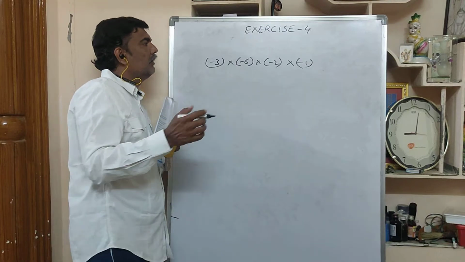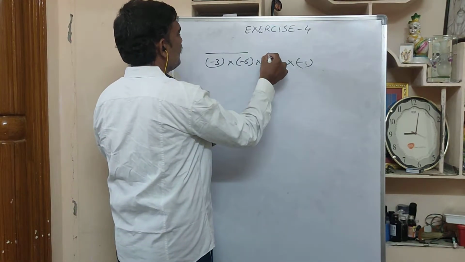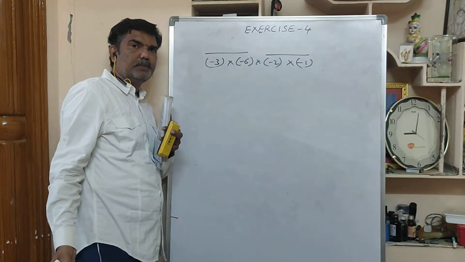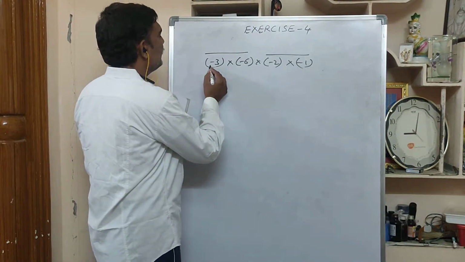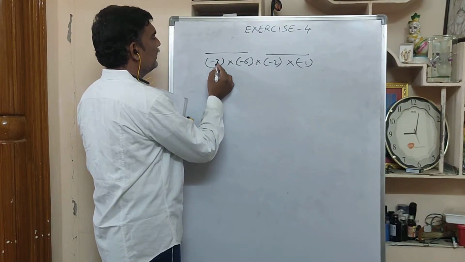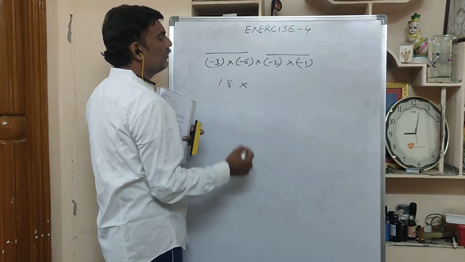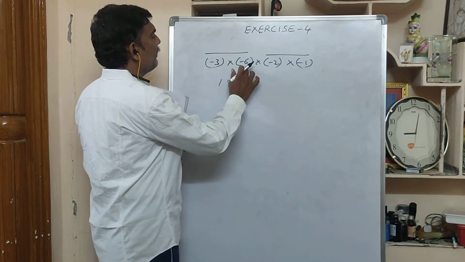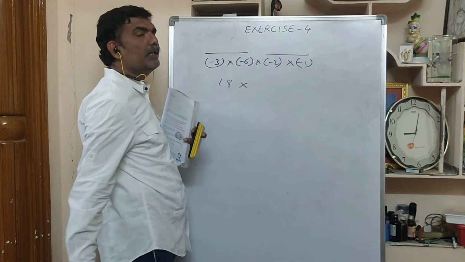Otherwise, do these two multiplications first. Okay, I am doing these two multiplications. Minus into minus is plus, no need of writing. 3 6s are 18. These two I multiplied, and I wrote the product over here.